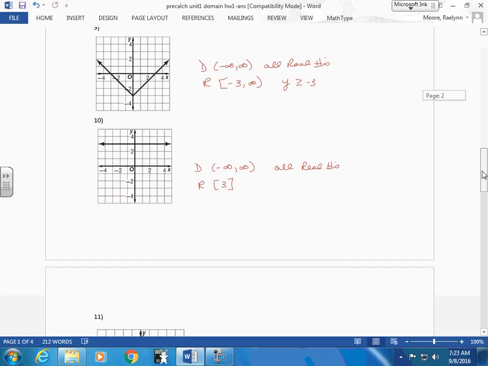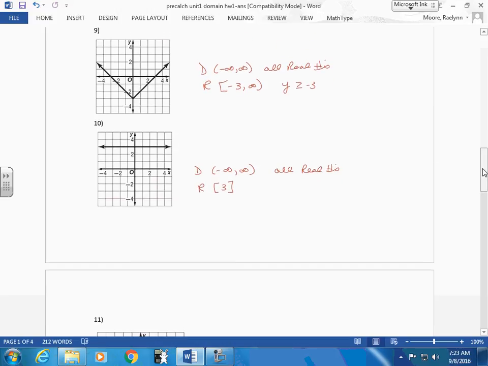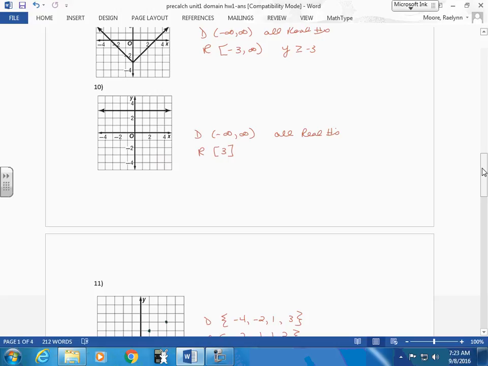All right, these guys. Very similar to the parabola. Is this a function? Yes. Is this inverse a function? No. No, because that would be a vertical line.